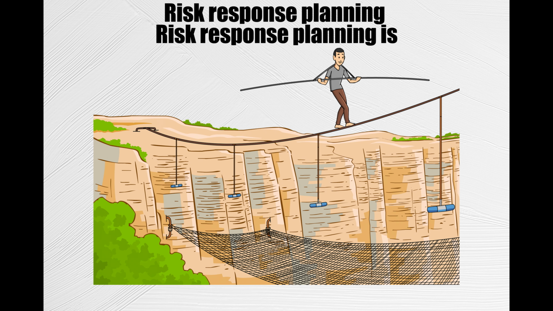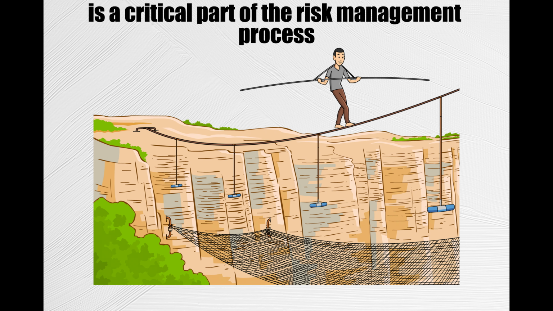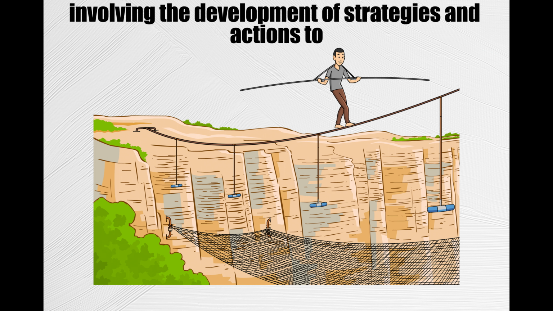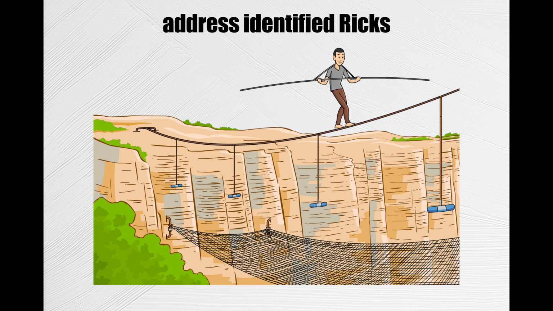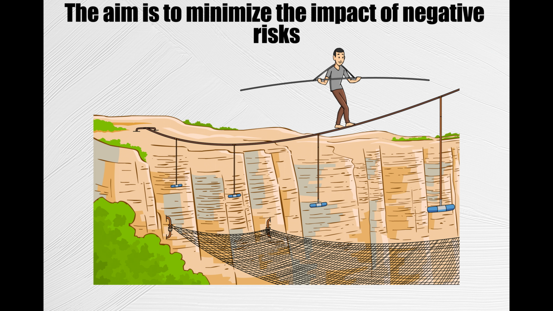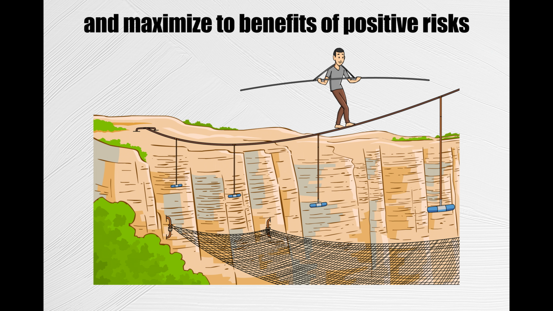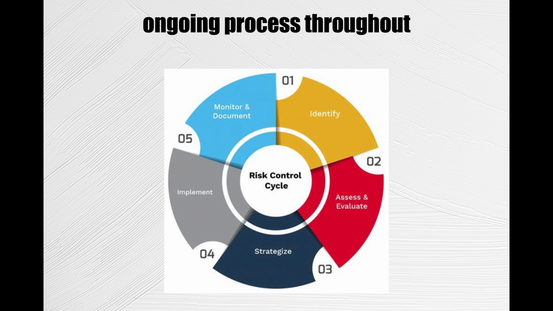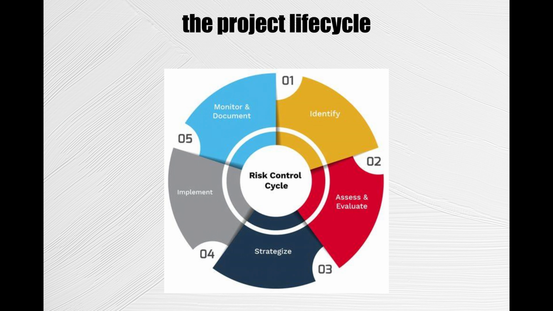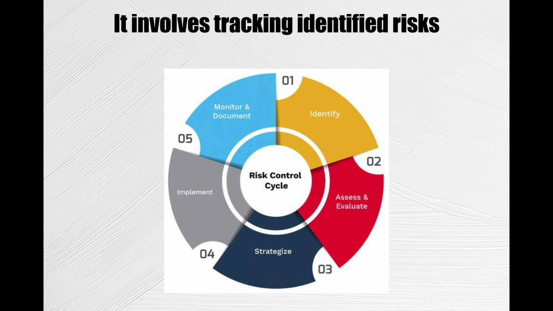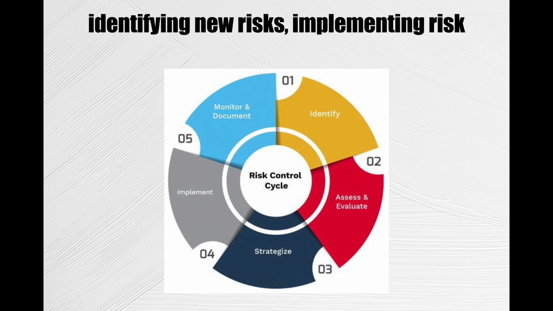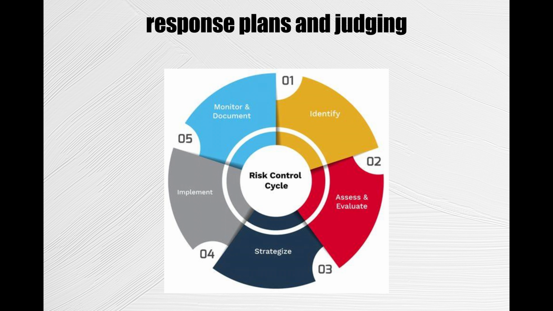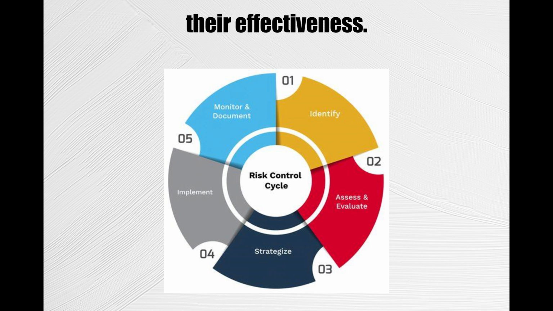Risk response planning. Risk response planning is a critical part of the risk management process, involving the development of strategies and actions to address identified risks. The aim is to minimize the impact of negative risks and maximize the benefits of positive risks. Risk monitoring and controlling. Risk monitoring and controlling is an ongoing process throughout the project life cycle. It involves tracking identified risks, identifying new risks, implementing risk response plans, and judging their effectiveness.